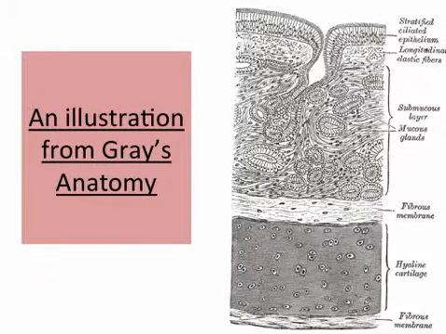Here we have an illustration from the famous book Gray's Anatomy. You can see all of the different types of cells. It's just basically a cross-section of one of the tubes in the respiratory system.